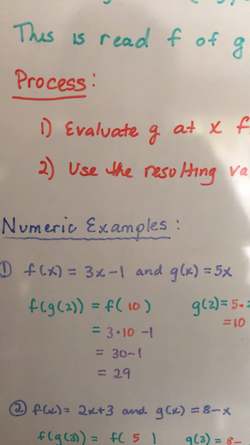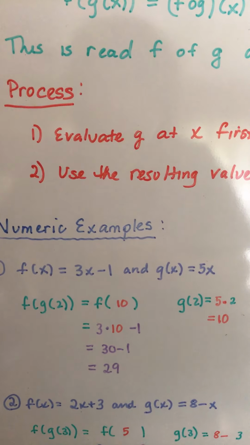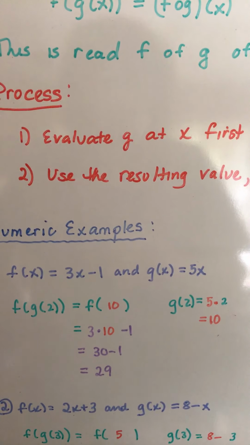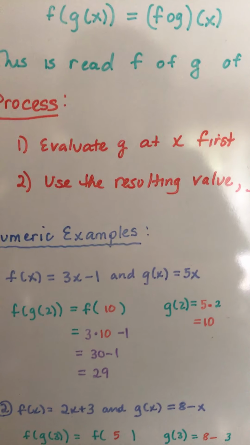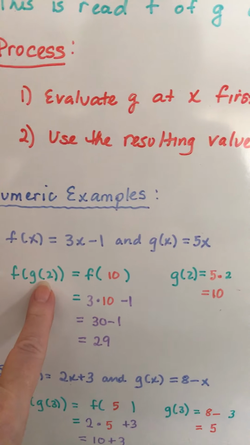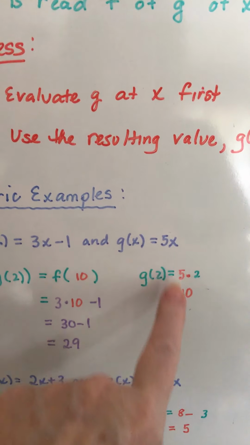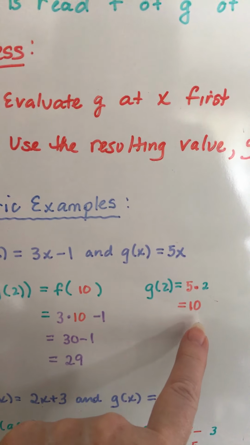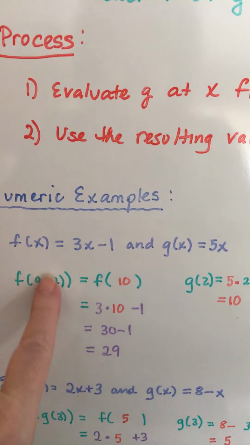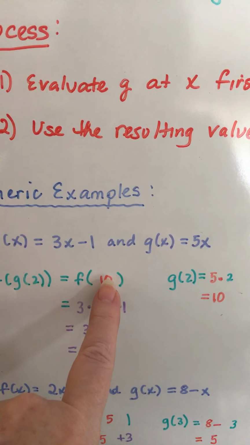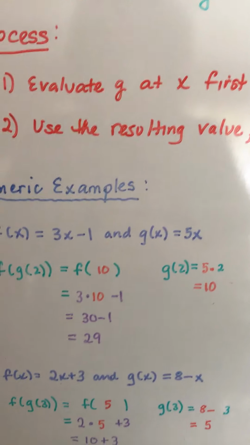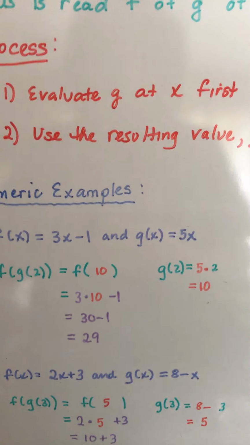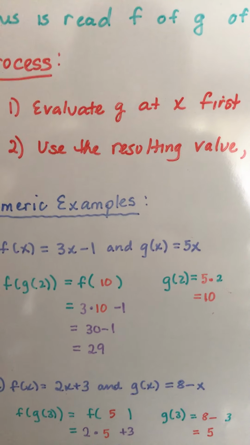So given this function, what if I want to find f of g of 2? Well, the first thing I need to do is find g of 2. So I came over and found g of 2, which was 10. So I replaced the g of 2 with the 10. And now I find f of 10, which is 3 times 10 minus 1, and I get 29.